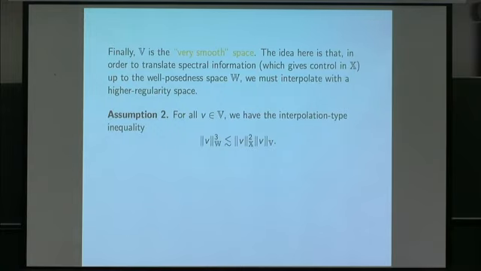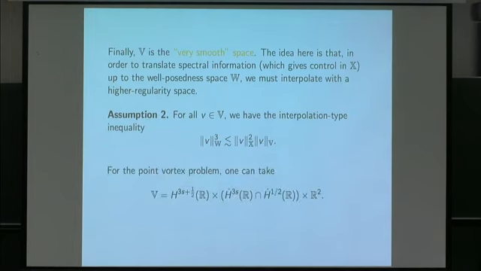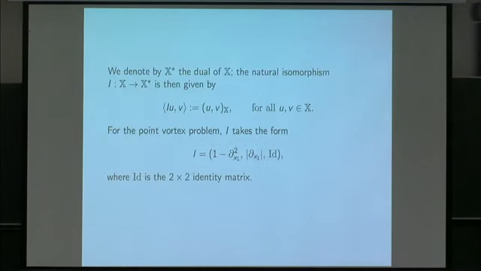So you should be able to control, say, a cubic nonlinearity in the well-posedness norm in terms of a quadratic one in X and a linear one in V. In the point vortex problem, this will work, and this is just the Gagliardo-Nirenberg interpolation inequality. It's not very deep, but you need something of this form. Okay, so X star is the dual of X. I will be the natural isomorphism between X and its dual space. So you have this pairing that's given by the inner product.